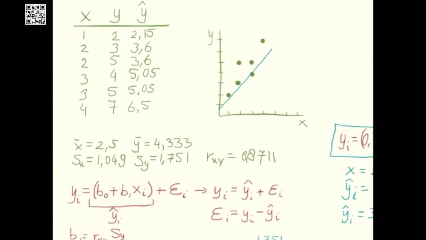And now I also want to include the error. The error is actually the difference between the found value of y and the predicted value of y, aka the difference between the outcome and the model. And we can calculate the error very easily by subtracting the predicted values of y from the found values of y. So with a found value of y of 2 and a predicted value of y of 2.15, the error will be equal to negative 0.15. And then we can also continue to fill in the rest of the errors.